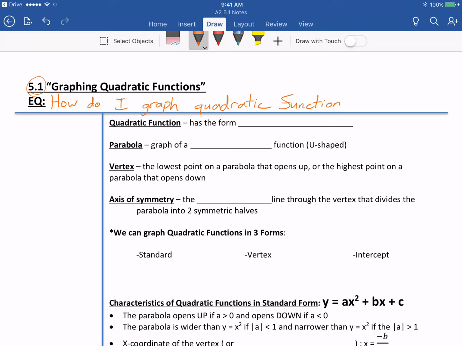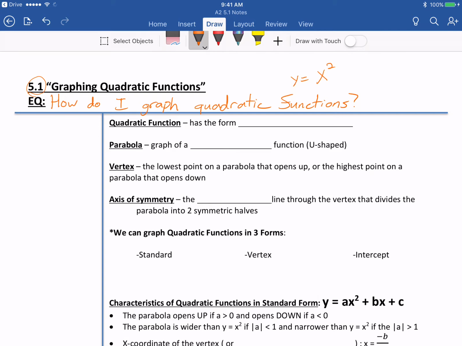Alright, so in chapter 2 we looked at graphing lines and graphing y equals mx plus b, but now in this chapter we're looking at how do I graph quadratic functions. So these just don't have x to the first power anymore, these have x squareds now. So we're looking at kind of this y equals x squared.